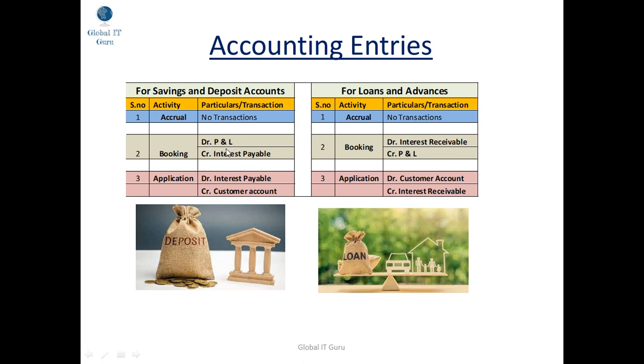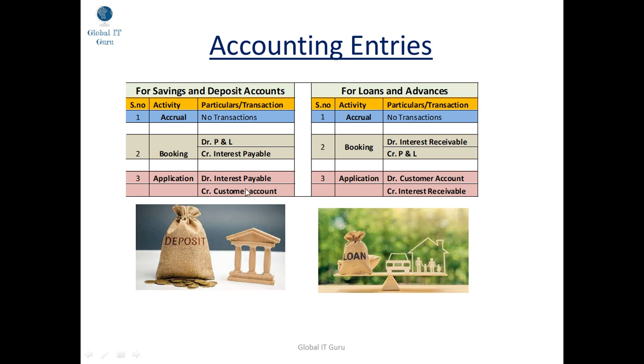So here is the scenario we can understand that in the case of saving and deposit account, bank is giving interest amount to the customer, and here in the loans and advance, bank is collecting interest amount from customer, and the same amount is getting credit in his profit and loss account.